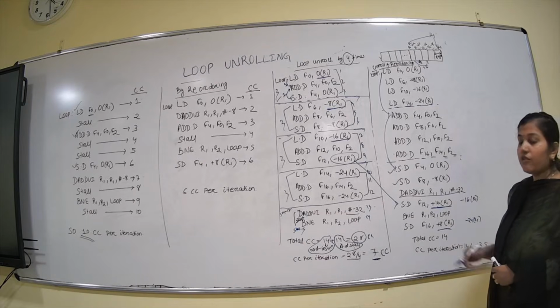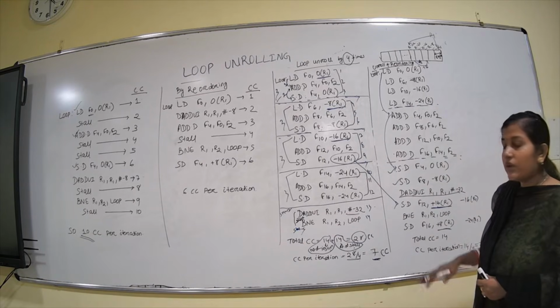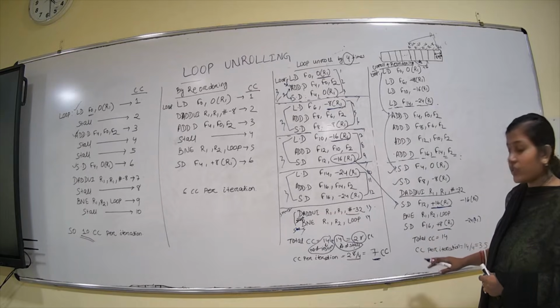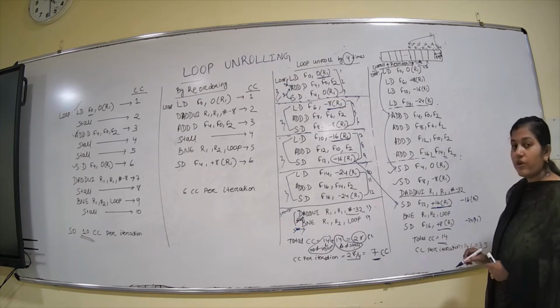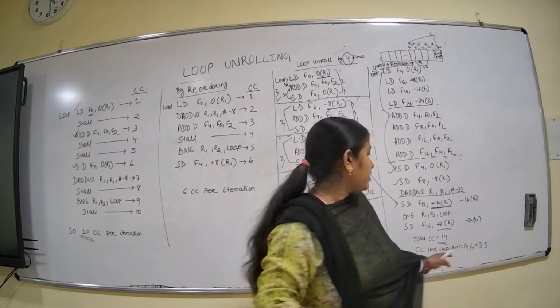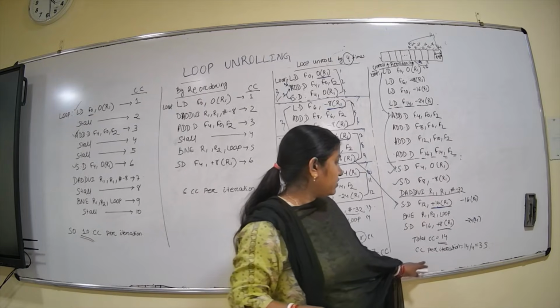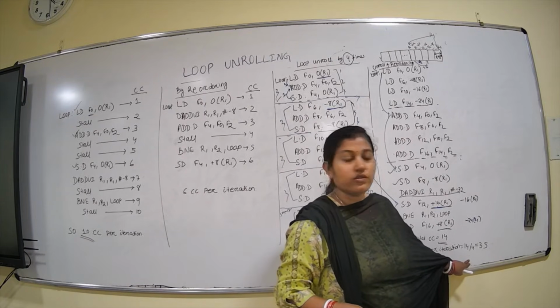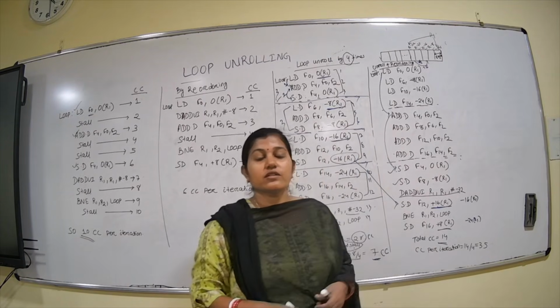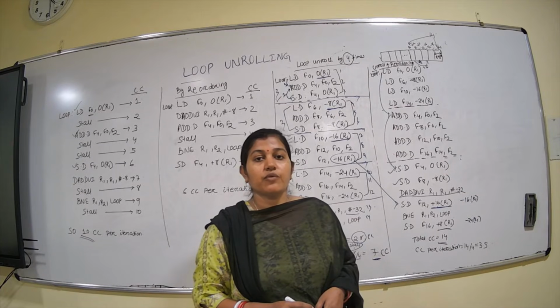Okay. Now you can see all the stalls are removed. Now just calculate how many clock cycles. Total clock cycles is 14. So clock cycles per iteration is 14 by 4, which is 3.5.